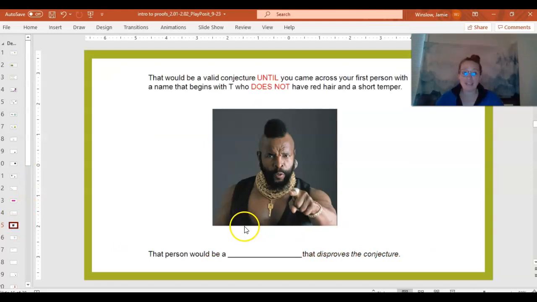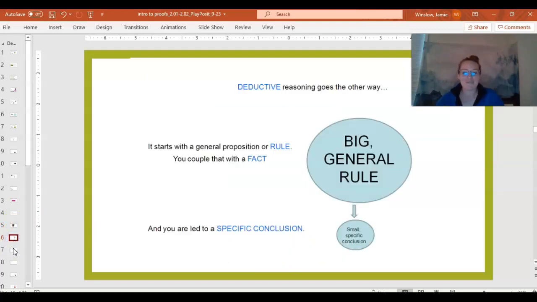So this would be a valid conjecture until you found that person or that observation or that example that disproves the conjecture. And we've been saying this all along, but the word for this is a counterexample. Mr. T coming at you. I don't know if you guys know who Mr. T is. We're going to get to him more later.